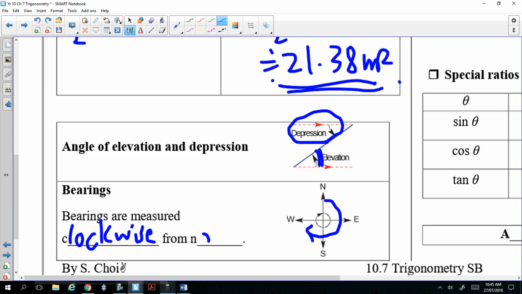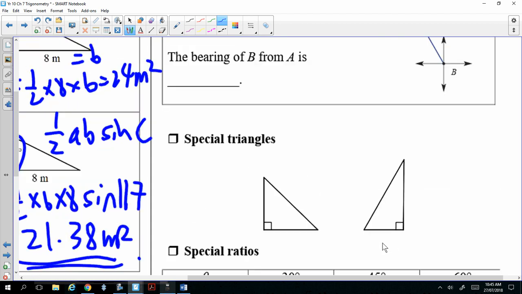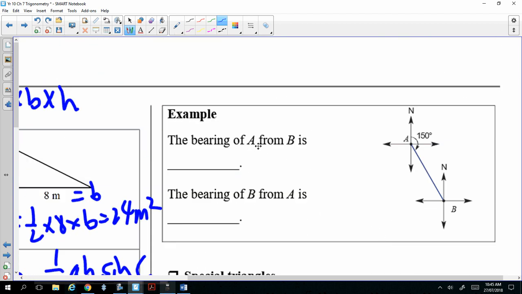Then we'll do a simple example on bearings, which is on the top right hand corner. So on this diagram, we can say the bearing of A from B. A from B means you're standing at B. You have to find this angle. To find this angle, you need to find the other angle first. By interior angles, that is 30 degrees. So therefore, the bearing must be 360 minus 30, which is 330. That's the bearing.